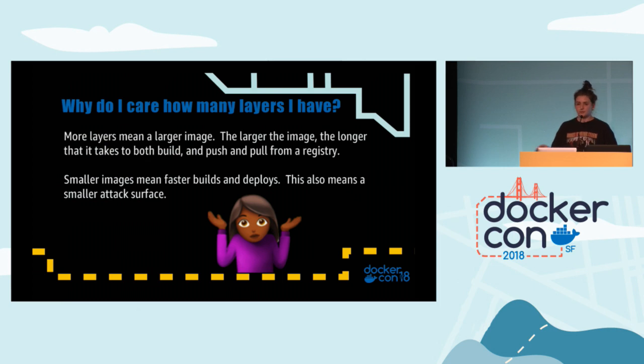So why do you care about how many layers you have? More layers mean a larger image, and a larger image means it takes longer to push and pull from a registry. It takes longer to build. The smaller your images are, the faster your deploys will be. It also means that your attack surface is smaller. Everyone should always build with security in mind, whether they're a dedicated security person or not. The fewer packages you have for someone to attack, the smaller your attack surface will be. There are fewer things for you to have vulnerabilities in, and fewer things for you to have a problem with because you just have less of them.